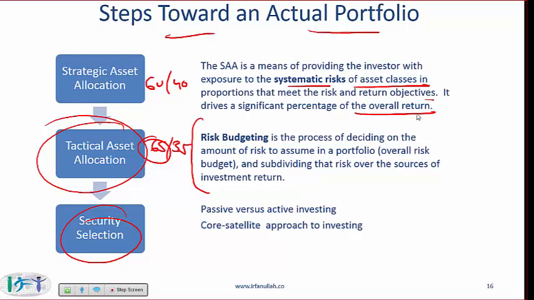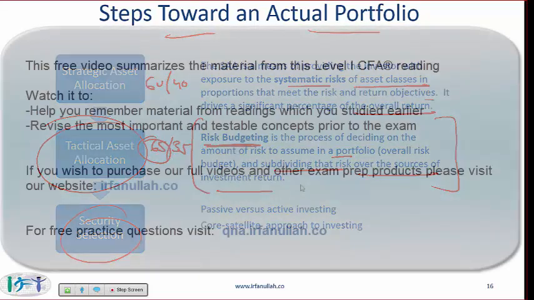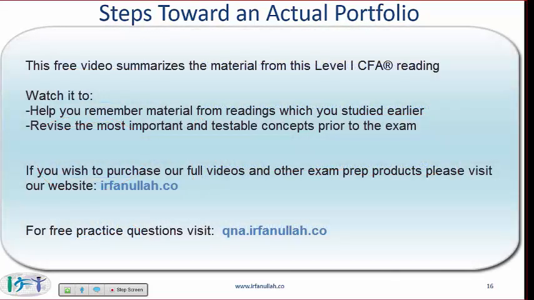Something that you will see in detail at level 3, but just a quick remark over here: risk budgeting. Risk budgeting is the process of deciding on the amount of risk to assume in a portfolio, the overall risk budget. So the total risk is called the risk budget, and then subdividing that risk into the sources of investment returns. This is called risk budgeting. And I'll just give you a simple example to illustrate, and then, as I said, details at level 3.